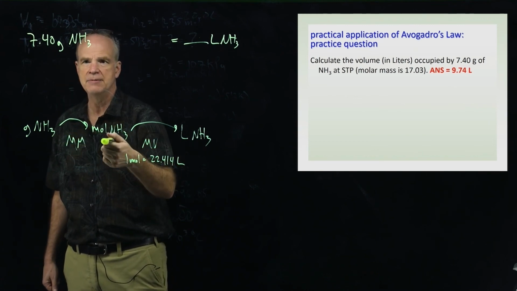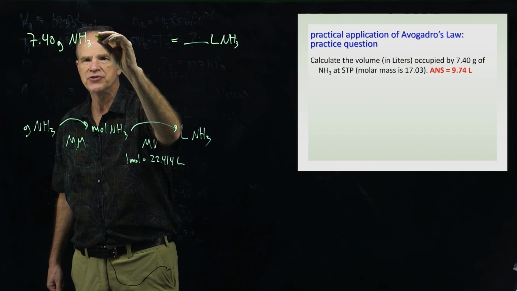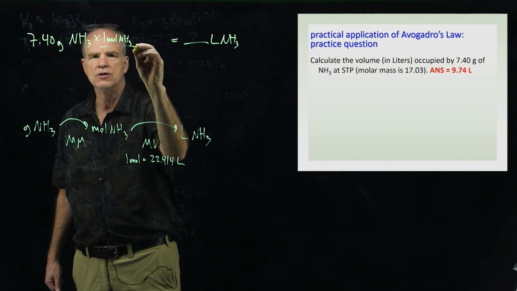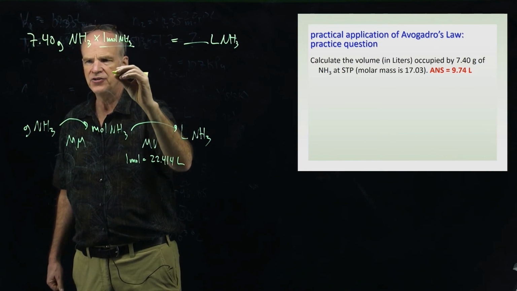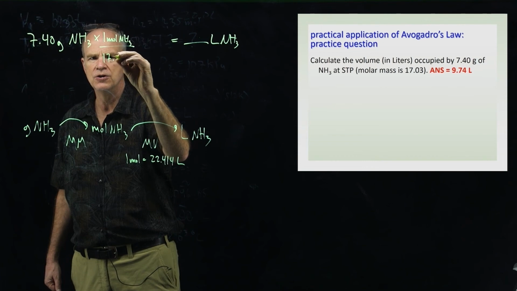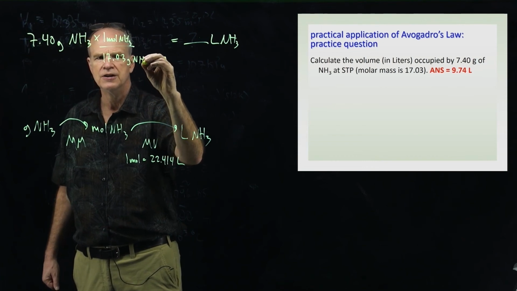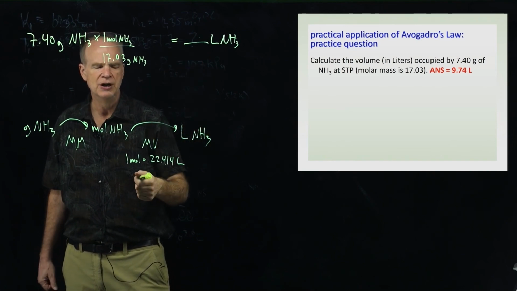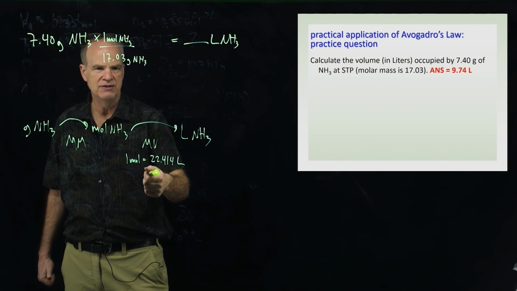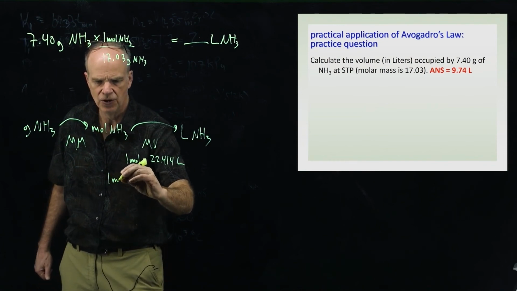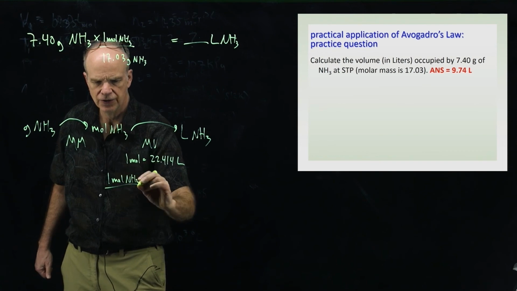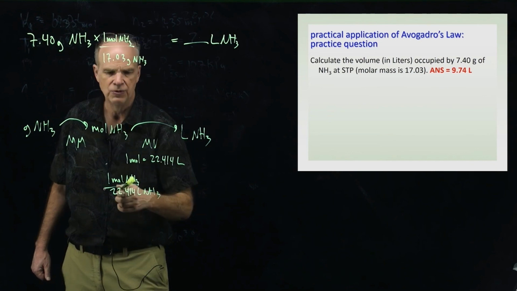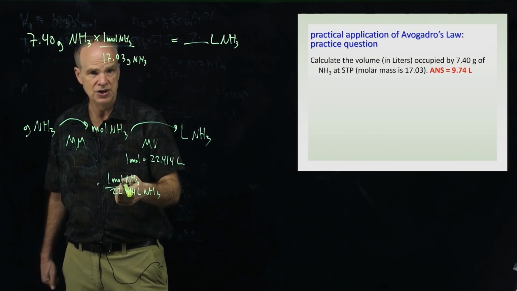So first, let's convert grams to moles. We have the molar mass given to us, so it's times 1 mole of ammonia over, and it looks like the molar mass is going to be 17.03 grams of ammonia. And so the next step is we have to convert moles of ammonia to liters of ammonia. And so let's think of some ratios we can write using this molar volume. We can write 1 mole of ammonia over 22.414 liters of ammonia, or we could write the reverse of that. So which one do we want to use to solve this problem?